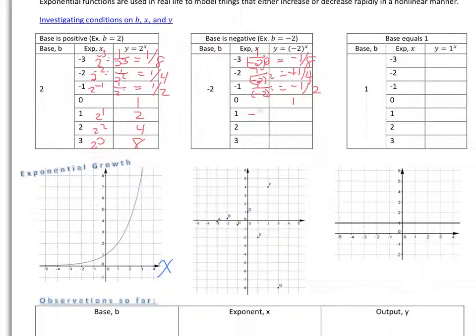And I have negative 2 to the 1, which is equal to negative 2. Negative 2 squared is going to be positive 4. And a negative 2 cubed is going to be negative 8. Well, this looks very different. You can see, first of all, we're bouncing between positive and negative numbers.